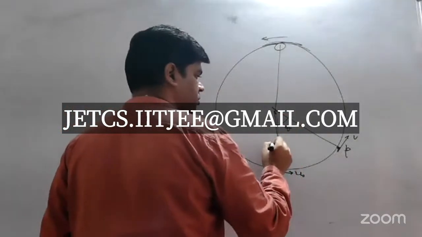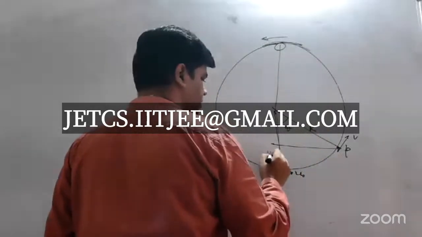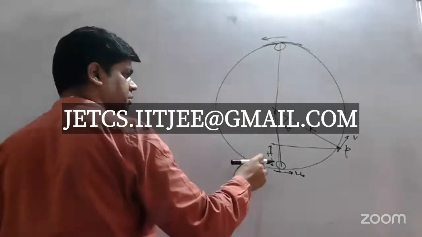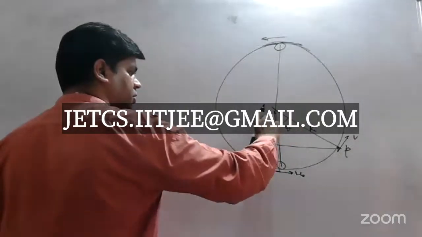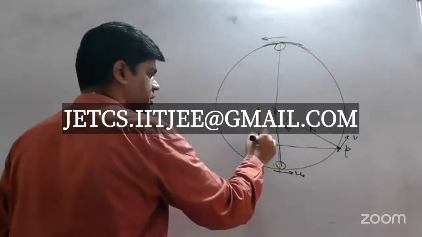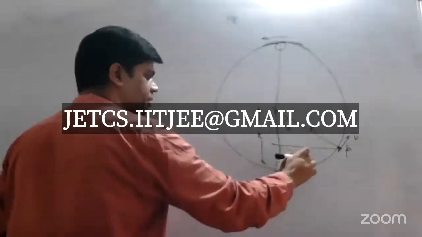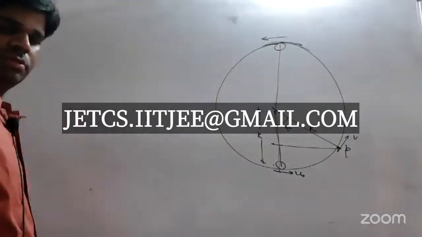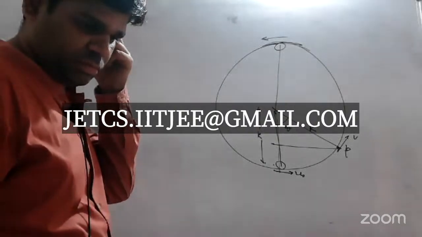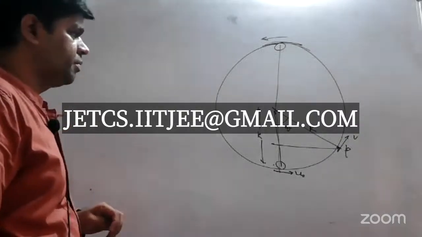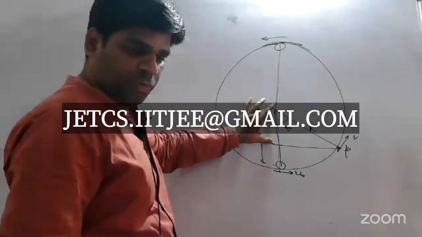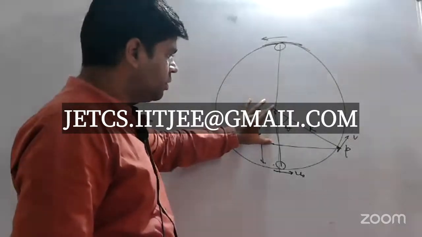Let this angle be theta. Let the radius be r. Let this height be h. So how much is this? This is r cos theta. How much is h now? This total is r. So the height to which the particle at point P is raised is r minus r cos theta. That is, r minus h equals r cos theta.